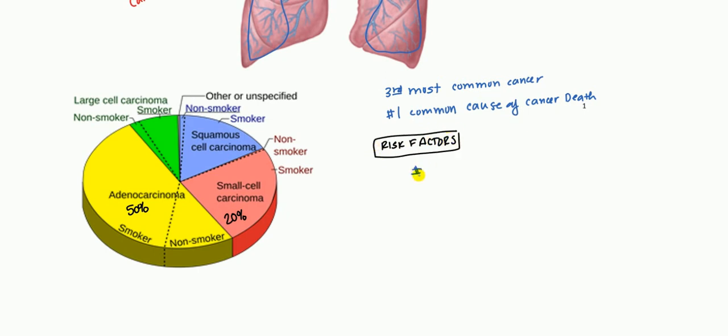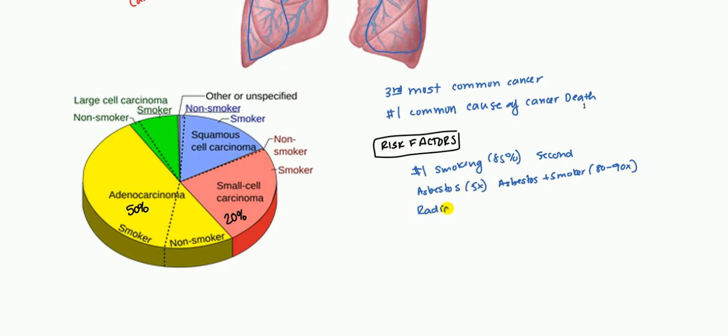Number one is smoking. Up to 85% of lung cancer is caused by smoking, and also secondhand smoking, although it's not as common, it can cause it. Asbestos can increase your risk of lung cancer by 5 times, and if someone's exposed to asbestos and they're smoking, then it increases it 80 to 90 times. So it's very high if they have both those risk factors.